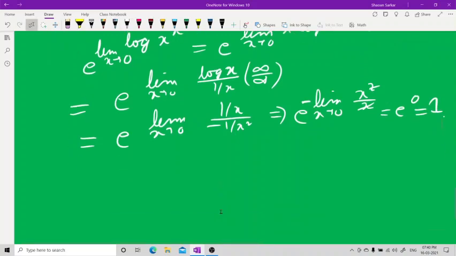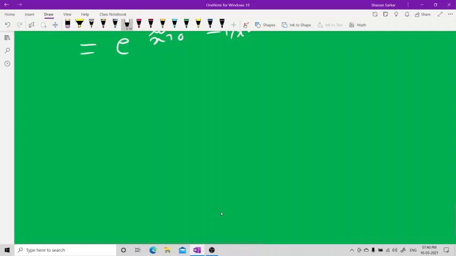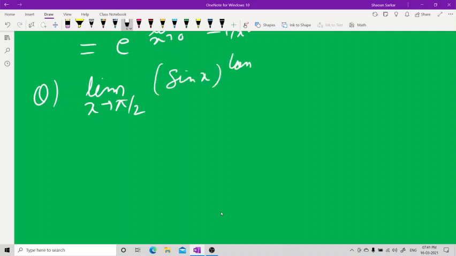Now let's do another one. Question: limit x tends to pi by 2 of (sin x) to the power of tan x. Now this is of the form 1 to the power of infinity, because sin pi by 2 is 1, and tan pi by 2 is infinity. This is 1 to the power of infinity.